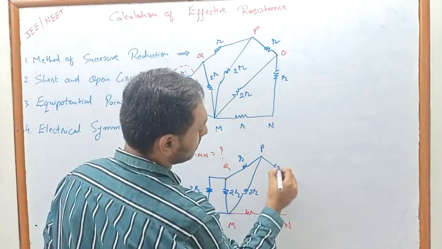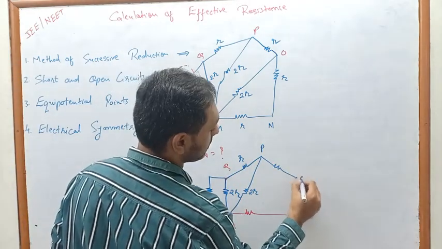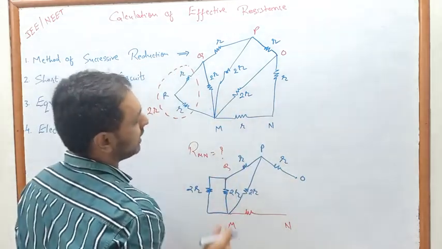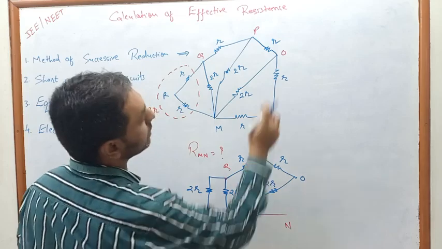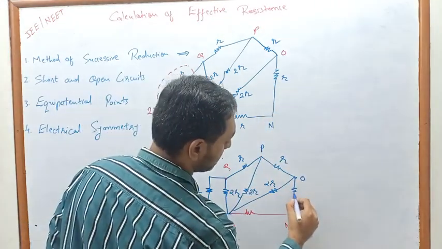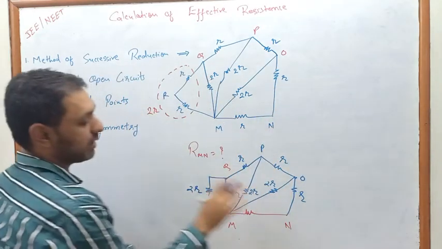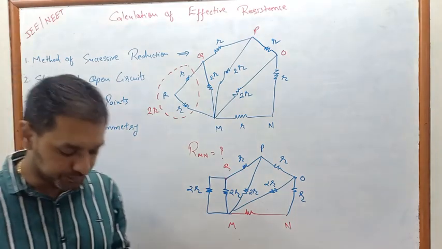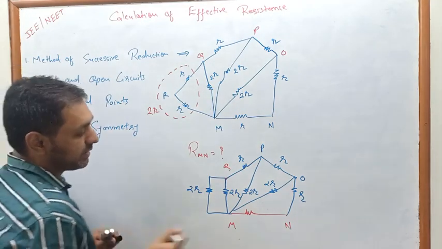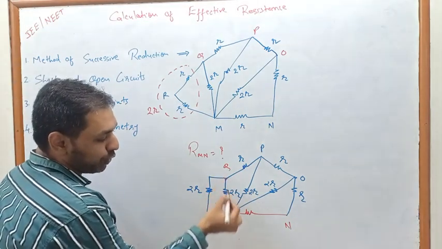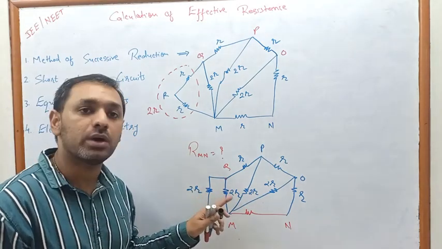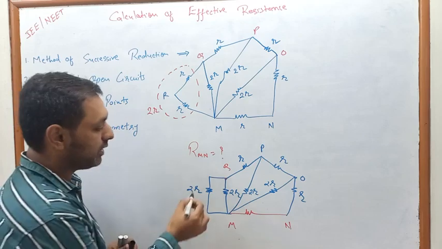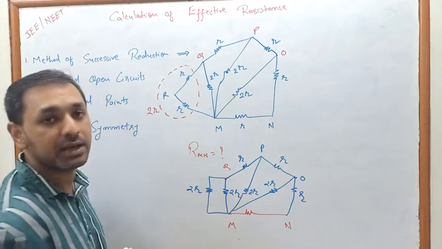P and O, R. O and M, again 2R. O and N, R. And M, 2R. So now between this point Q and M you are given two resistances 2R and 2R which are in parallel. This 2R and this 2R are in parallel.